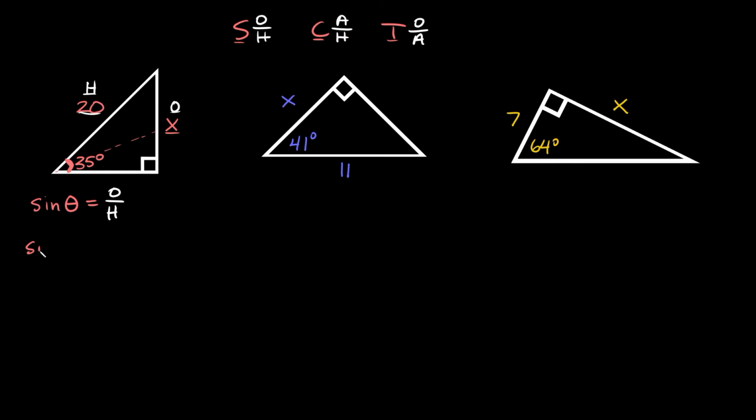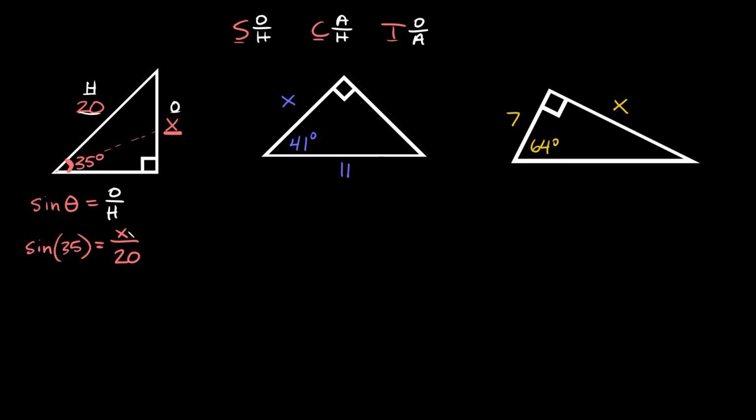So we're going to say sine of theta, and again, theta is just the angle that we're given. Here it's 35 degrees. So sine of 35 is equal to the opposite over the hypotenuse. What's the opposite side? The opposite side is x. So we're going to plug in an x for the opposite side. And what's the hypotenuse? It's 20.